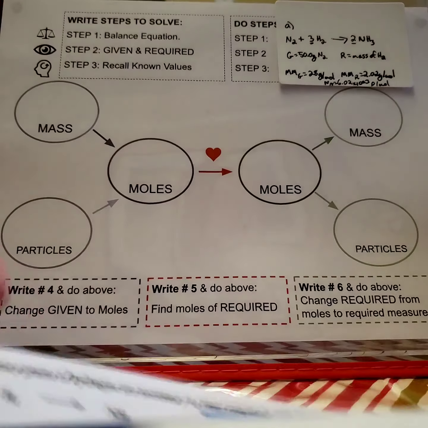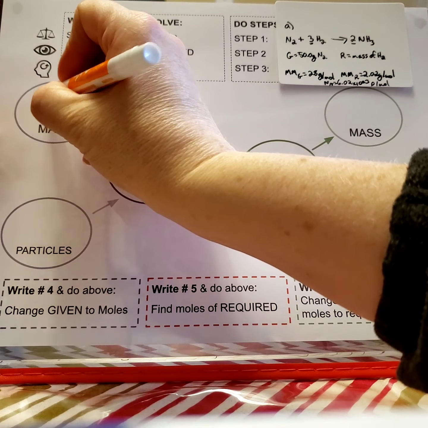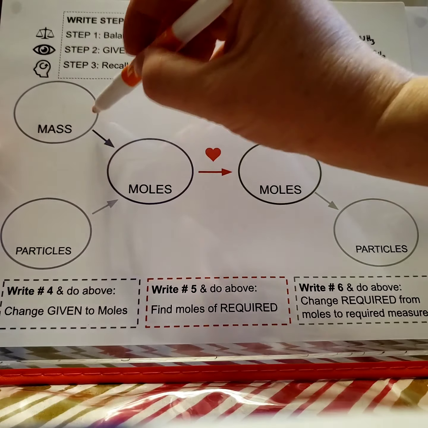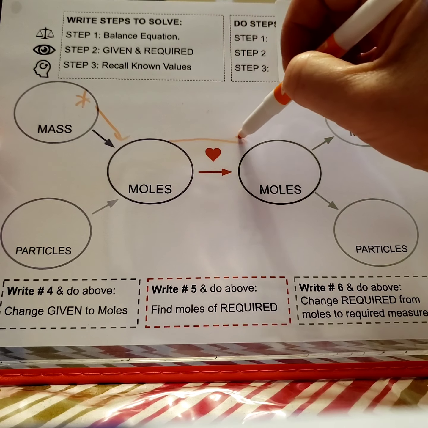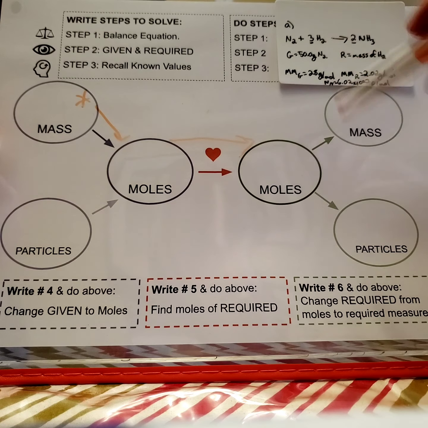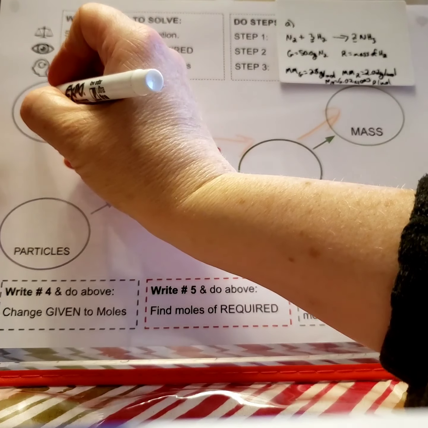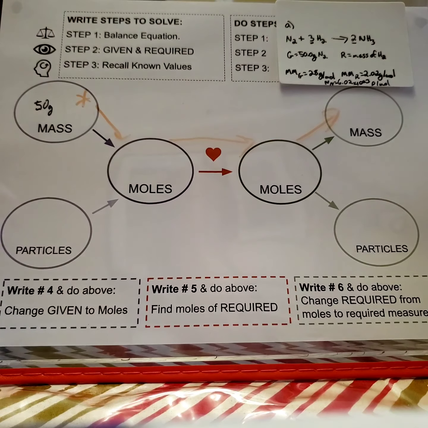All right, so we are ready to solve this problem. We are starting from a given mass. We've got our 50 grams. I want to just use the orange to say we're starting from the mass. We always have to go this way, then we have to go this way, and then where do we want to get to? Well, in this case, they are requiring the mass. This is a mass-to-mass problem, and I'll use the black so you can read it a little bit better. So we've got our 50 grams of our nitrogen.